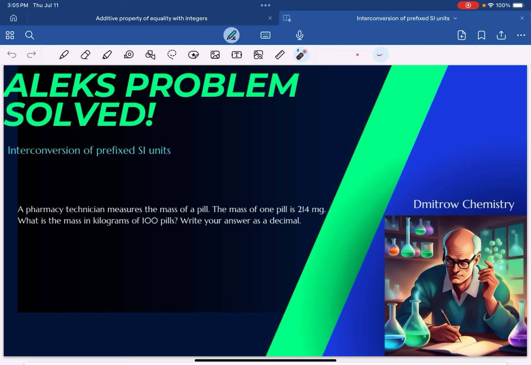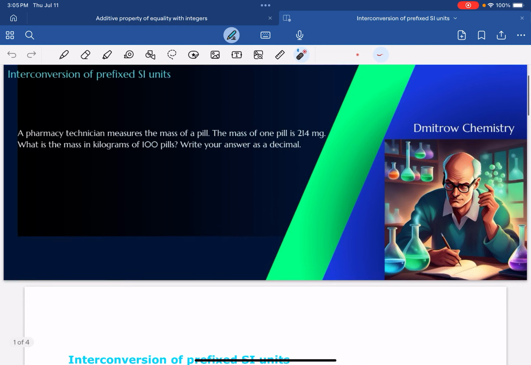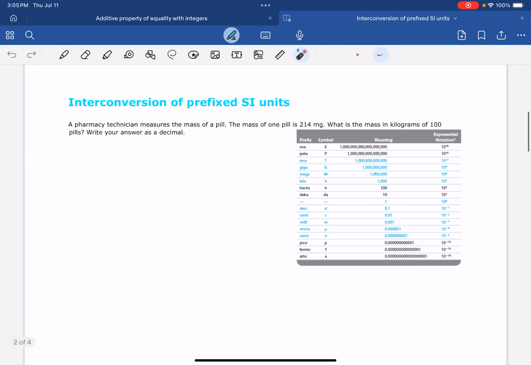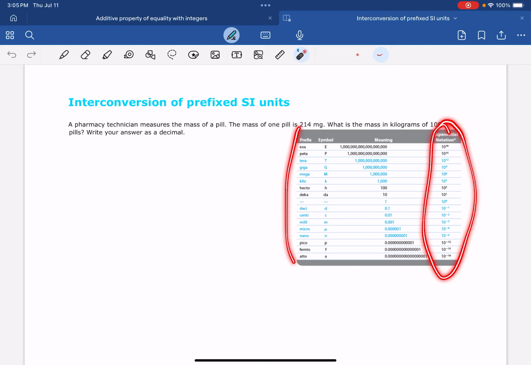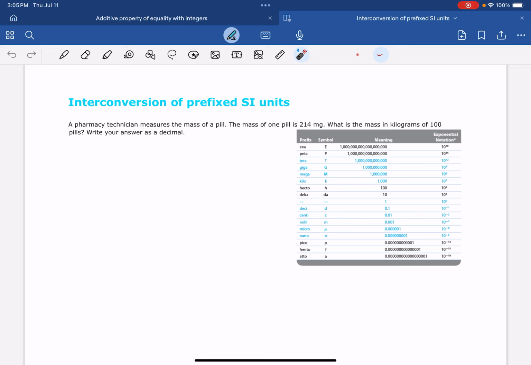So one of the first things we're going to do is convert the mass of one pill and multiply that by 100 pills, and then convert from milligrams to kilograms. So let's go over to our work page right here. And as we always say with this, it's incredibly important to memorize the exponents for each of these prefixes and symbols. You need to know these because it's going to allow us to do our conversions a lot more quickly than any way that you're shown, particularly in ALEKS.